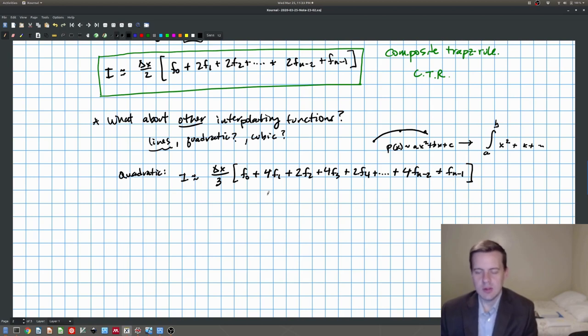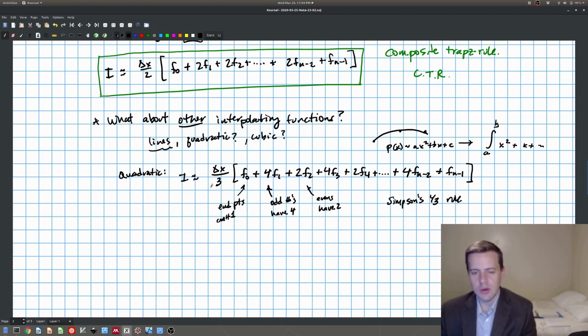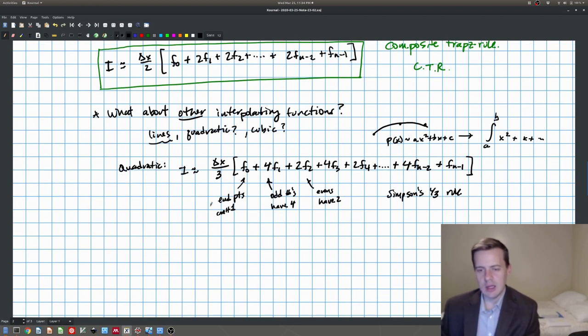Notice that the end points still have just one coefficient. Odd numbers have a factor of 4, and evens have a factor of 2. This is called Simpson's one-third rule. Notice the one-third. That's where the one-third comes from in Simpson's one-third rule. So that's the case for quadratic.